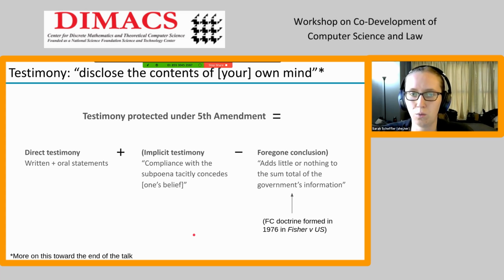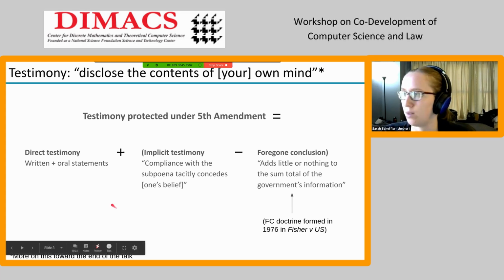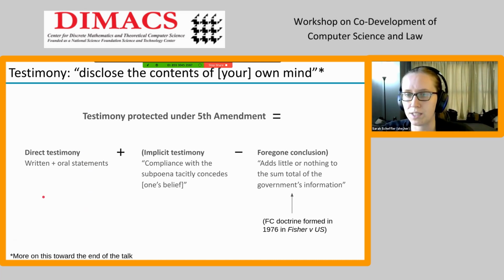So the first way an action might be testimony that's protected under the Fifth Amendment, meaning it is not compellable, is if the output of the action directly reveals the contents of your mind. So if you're forced to write down how you committed a crime, that's direct testimony, and you don't have to be compelled to say that or to write that.